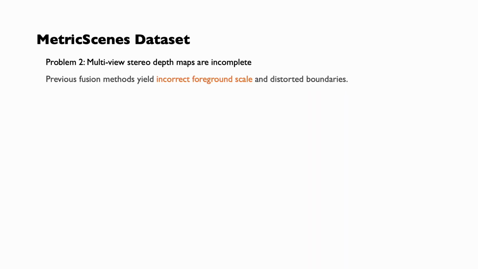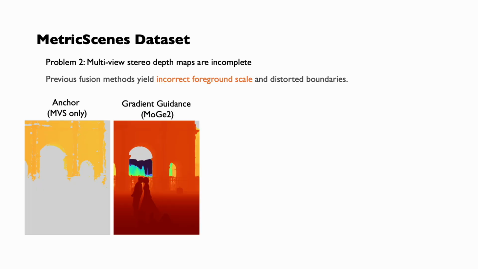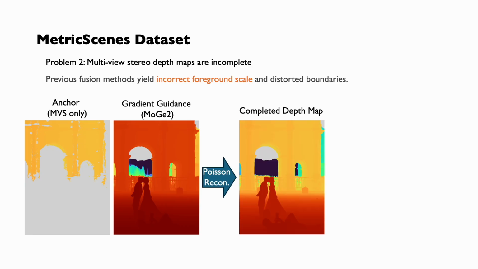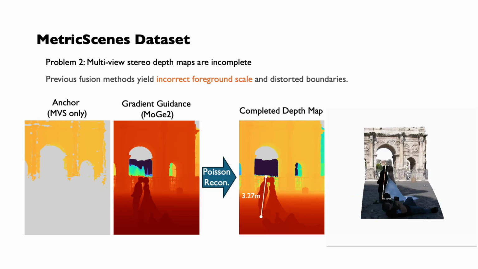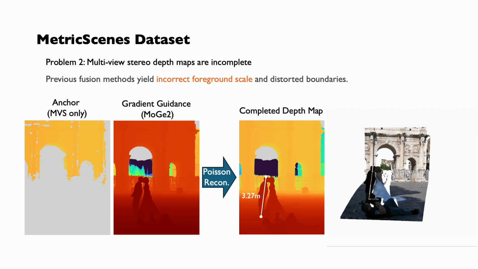To reconstruct the missing regions, existing methods use a logarithmic space Poisson completion algorithm. Specifically, it integrates the incomplete ground truth depth map with guidance from a monocular depth model like MoGe-2. However, we noticed that because of the scale collapse issue, when the depth difference between the foreground and background is large, this approach yields an incorrectly enlarged foreground.